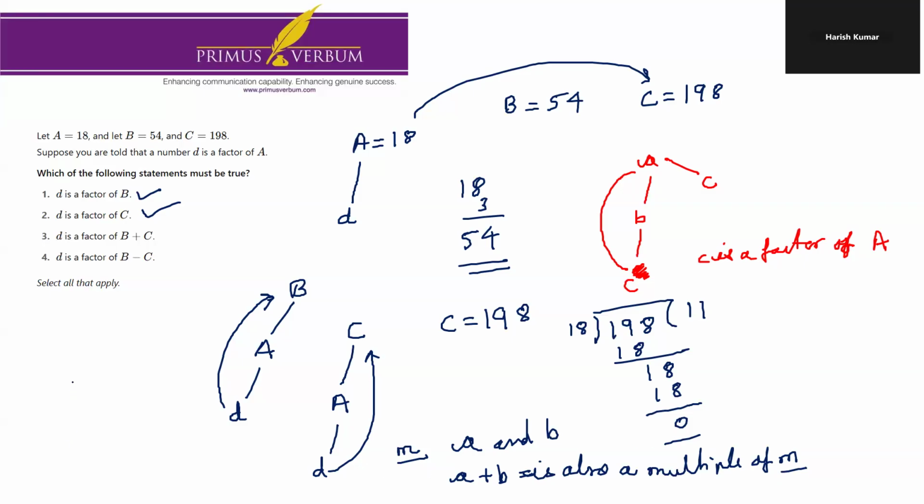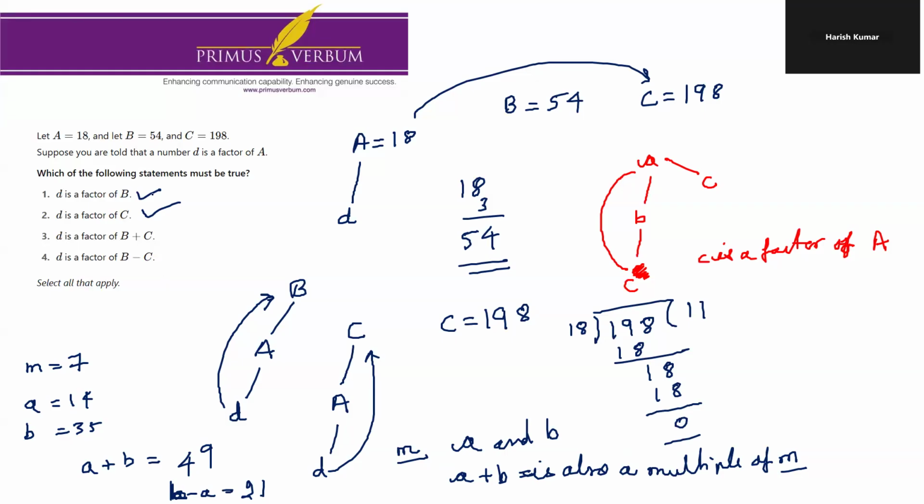We can check this with some real numbers. Say M is 7. Multiples of 7: A is 14 and let's say B is 35. They're both multiples of 7. So A plus B is 49, which is also a multiple of 7. This is true for the difference also, B minus A. Keeping the result positive, B minus A is 35 minus 14, which is 21, also a multiple of 7. So 7 is a factor of 49 and 21.